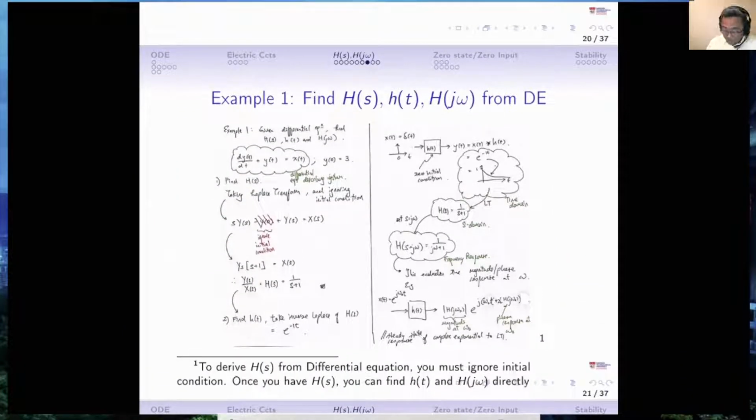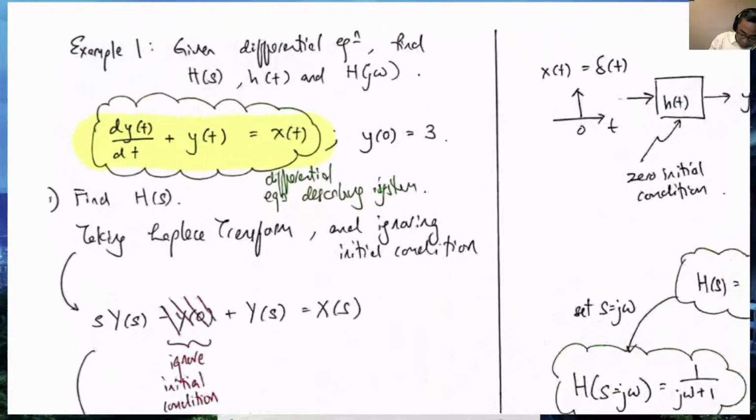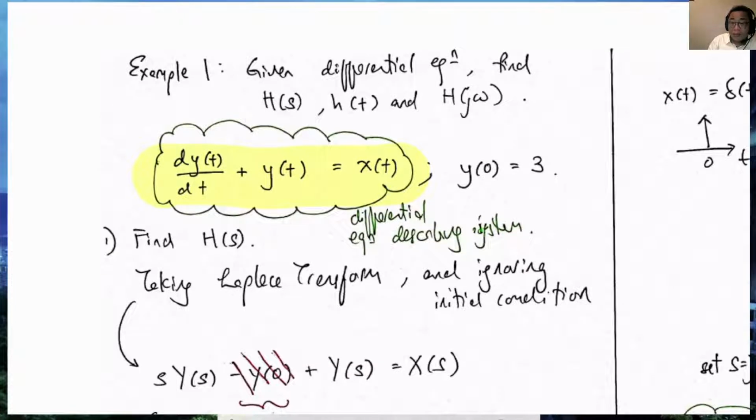Maybe some examples now. We'll have a concrete example here. We have a very simple first order constant coefficient linear differential equation: dy/dt + y(t) = x(t), and we are given some initial condition. Again, when we're asked to find H(s), this is ignored. We should ignore it unless we're asked to find y(t), then we cannot ignore it. If we're asked to find H(s), we must ignore it.